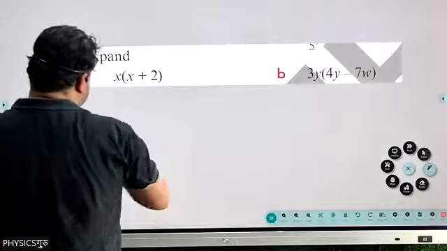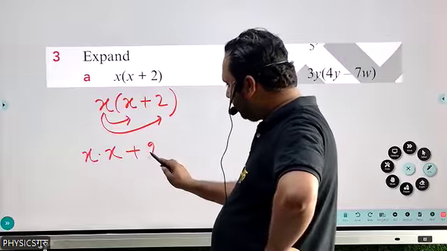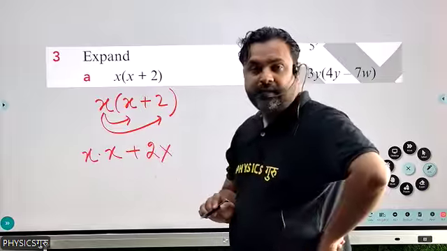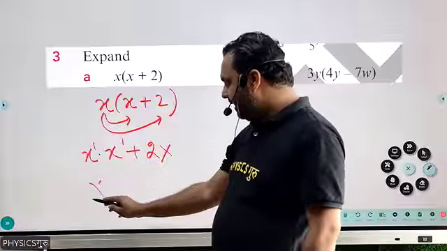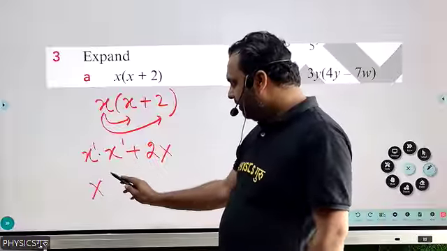For opening the bracket, you need to multiply this x with x and this x with 2. So x multiplied by x plus 2 multiplied by x. By default, the power is 1. When base is same, simply add the powers. So it will be x to the power 2 plus 2 times x. Similarly, question number B. Expand, open the bracket. So it is 3y within a bracket 4y minus 7w.